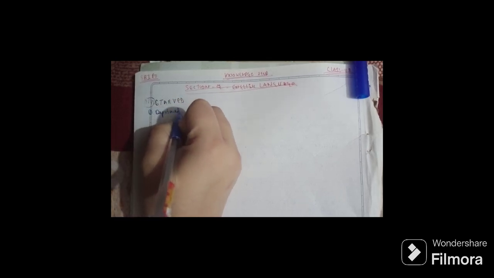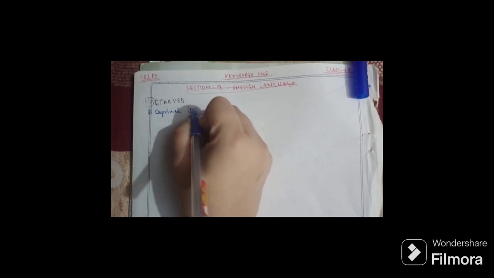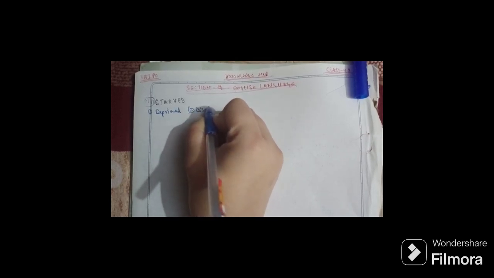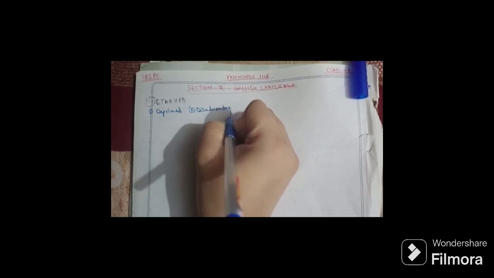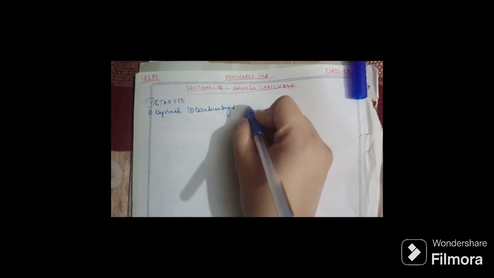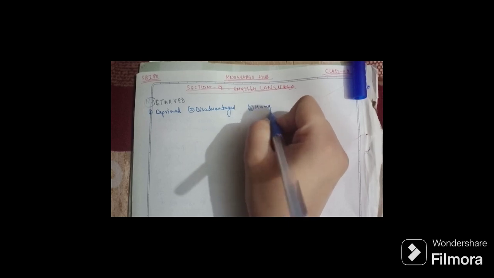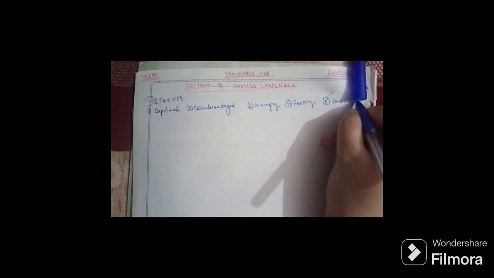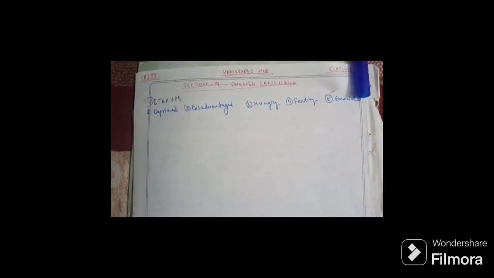For the word starved, the options we have: first, deprived. The second is disadvantaged. Third is hungry. Fourth is fasting, and the fifth is emaciated. So these were the words we have as options.